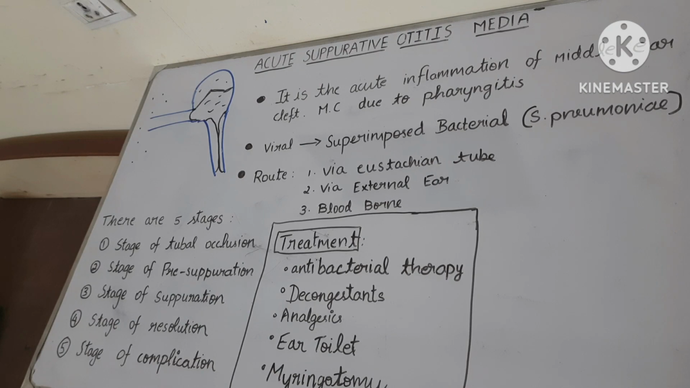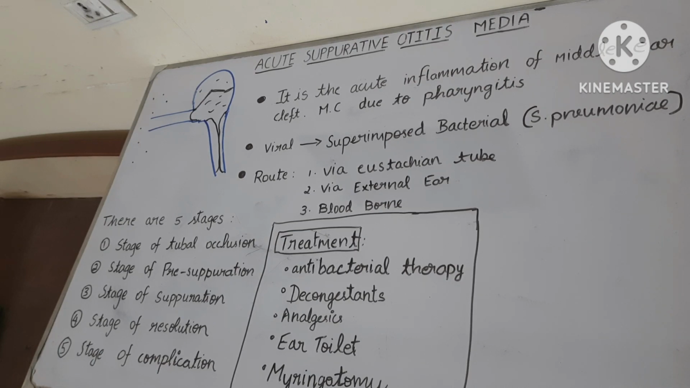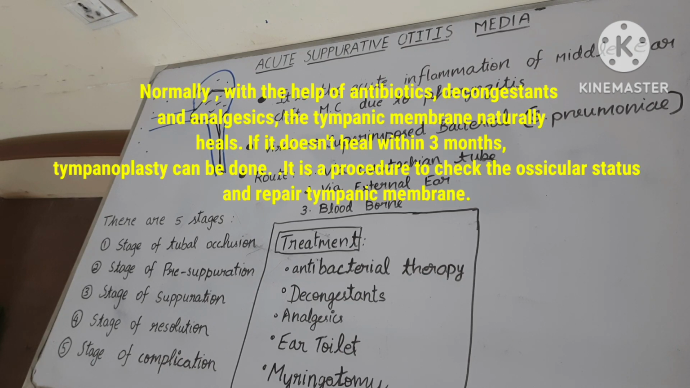Then you know that the patient has fever and ear pain also. So you give analgesics like paracetamol, which will bring down fever and act as an analgesic also. And to make the ear dry, you do ear toileting. Myringotomy is the procedure we do when the rupture of the tympanic membrane is imminent. So that is about acute suppurative otitis media.